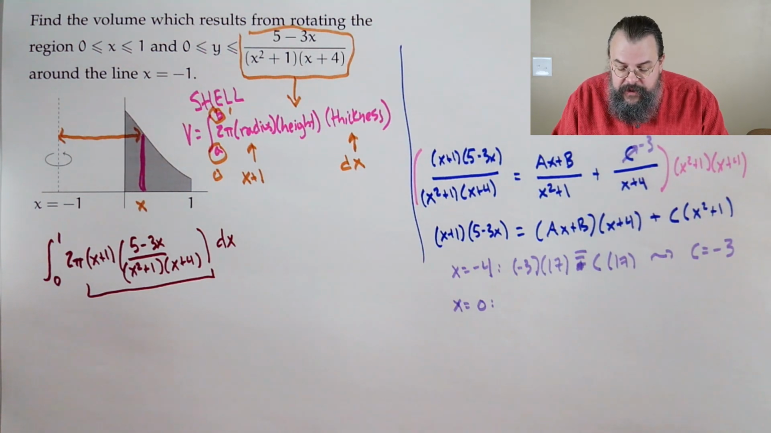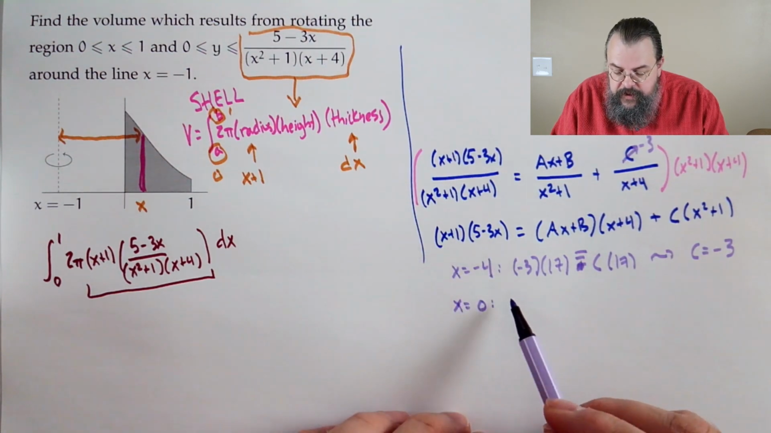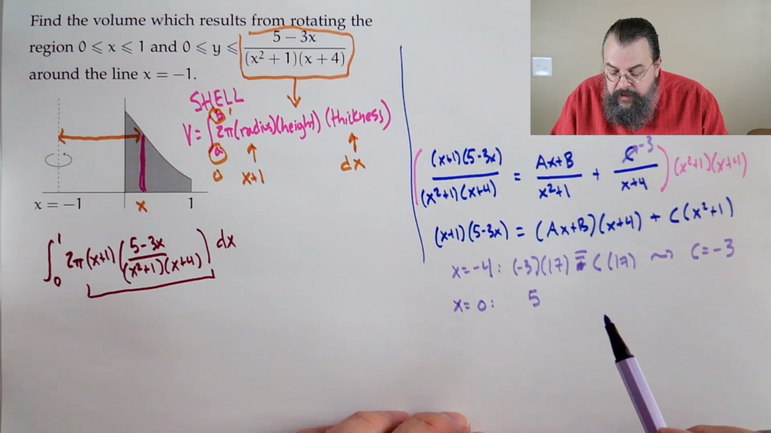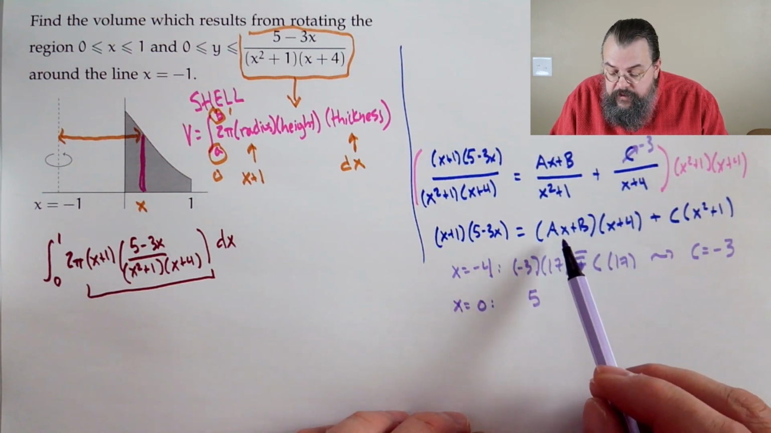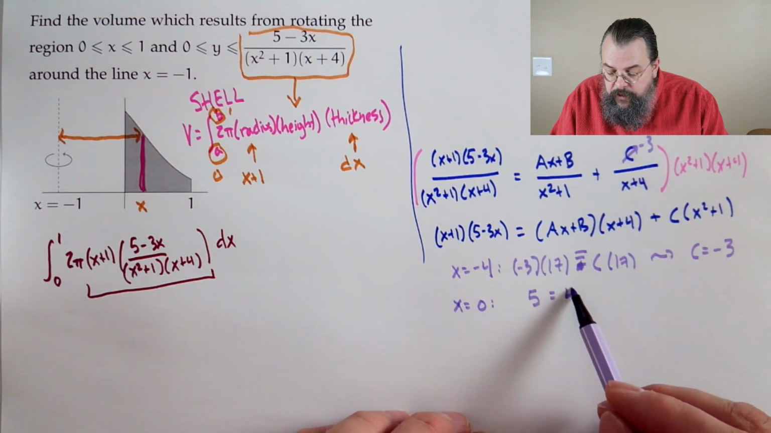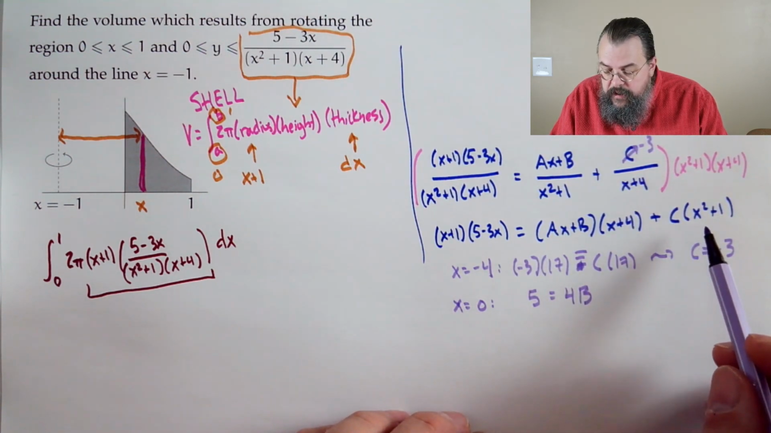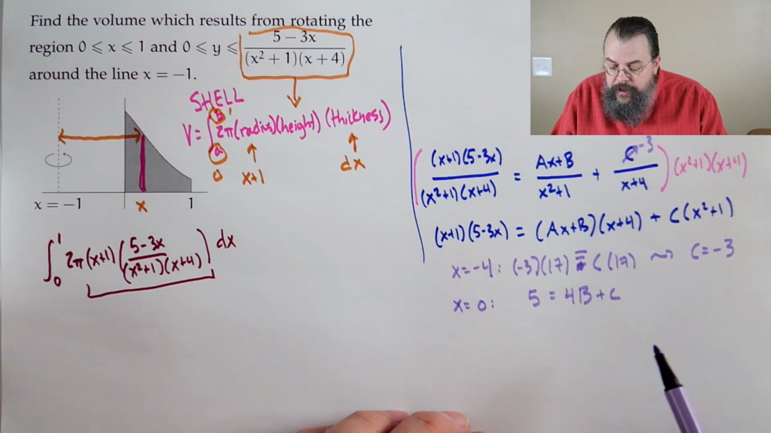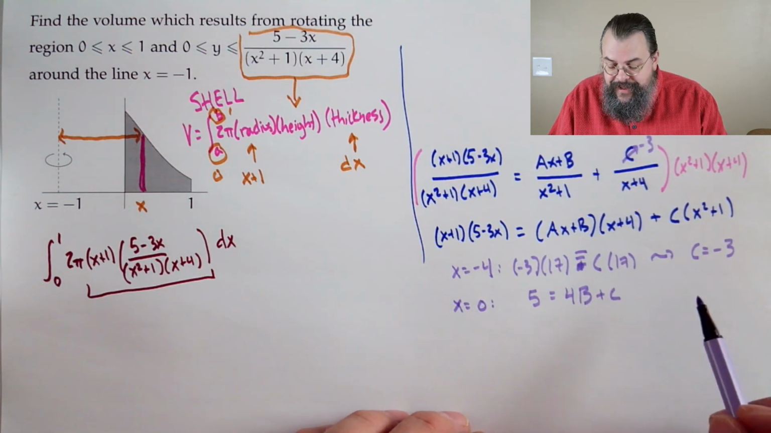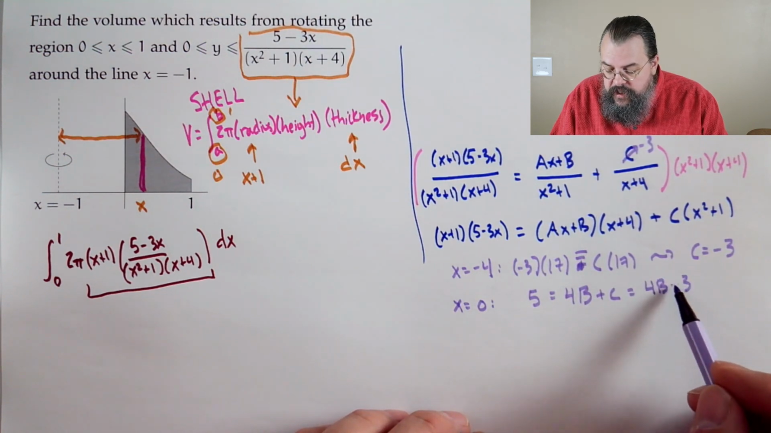Okay, so if you plug in 0, what do you get? Well, you get 1 times 5, so 5, that actually makes that lovely. 0 plus b, and then times 4. So we get 4 times b, and then we get plus c. All right, but now we say, hey, we know what c is. C is negative 3, so that's really 4b minus 3.